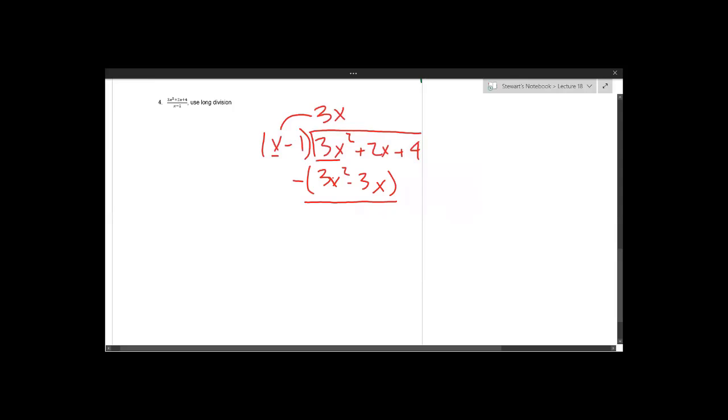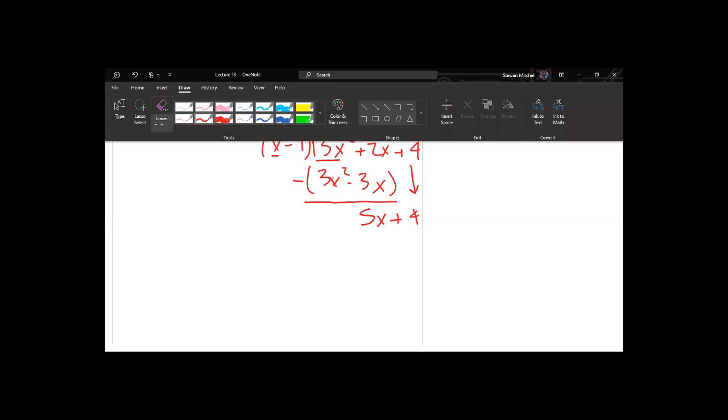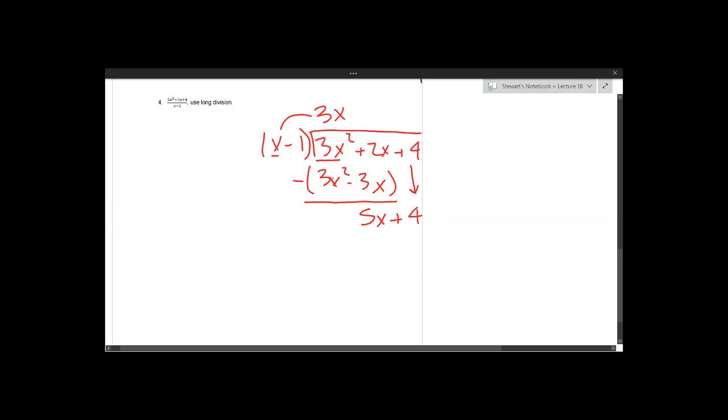But if you apply this negative, 2x plus 3x is 5x. And then we bring down the positive 4. That's the last thing we have to think about. Plus 4. Okay, so now we have to see how x goes into 5x.